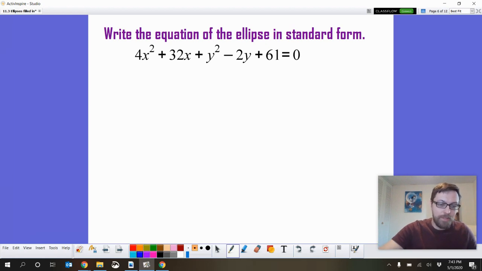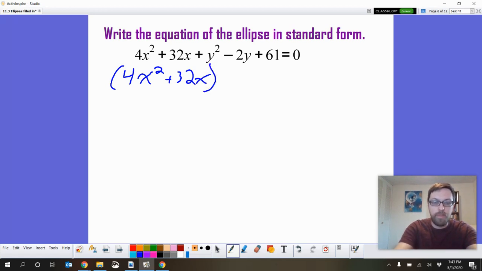So we want to get this one in standard form. So we're going to be doing completing the square. I'm going to start by grouping up my stuff. I got the x's, so 32x. Now I'm going to do something a little weird. I'm not going to put that other thing in. You'll see why in just a sec.